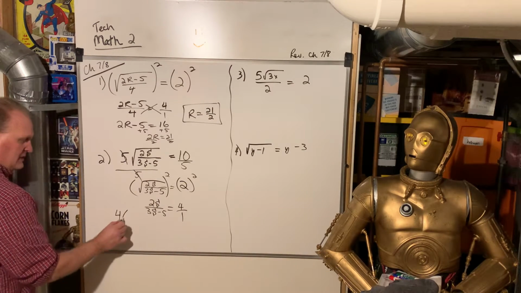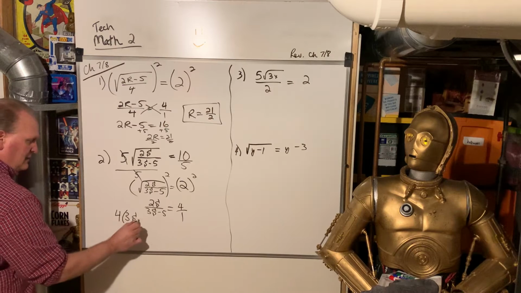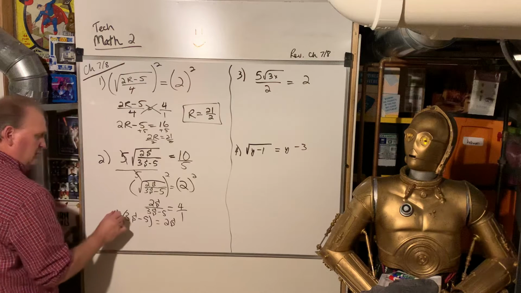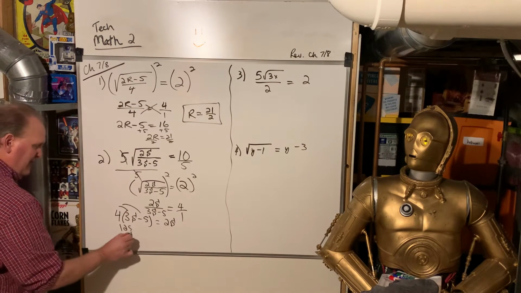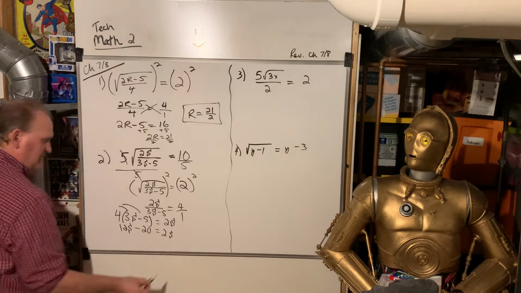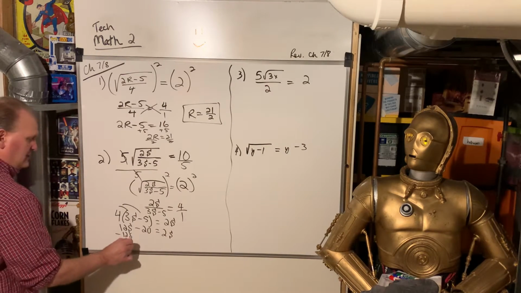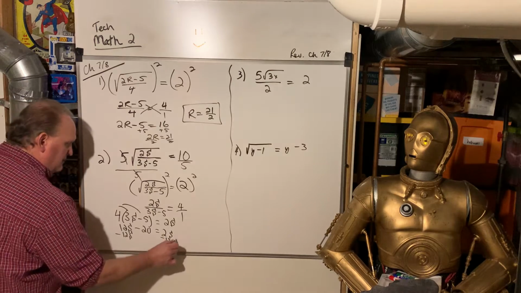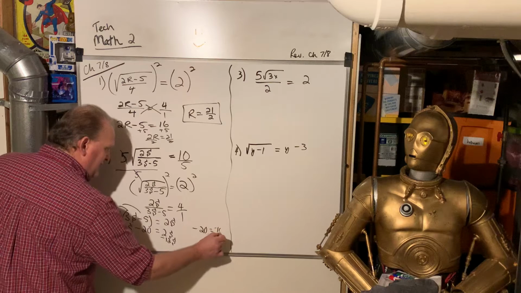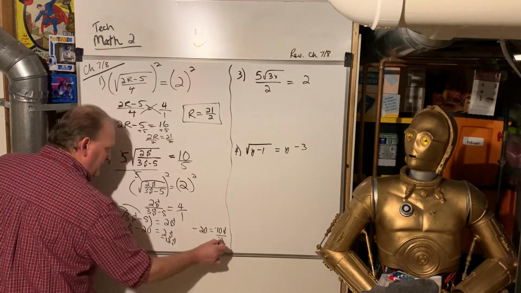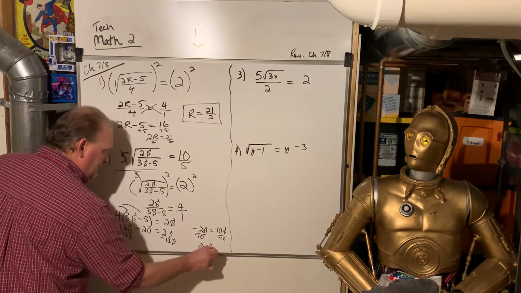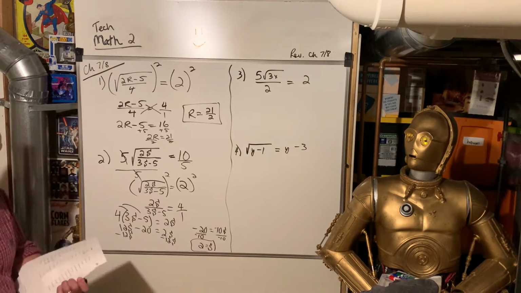So you have 4 times 3s minus 5 equals 2s. Do the distributive property. So you have 12s minus 20 equals 2s. Subtract 12s from both sides. That'll get all of the s's over on this side. So we have negative 20 equals negative 10s, and then divide both sides by negative 10. So 2 is equal to s, or s is equal to 2, either way.